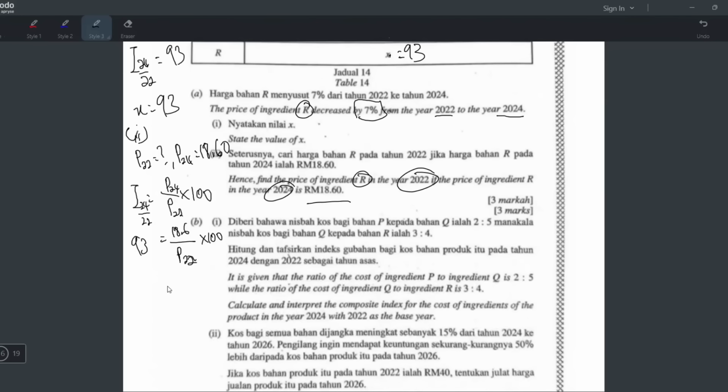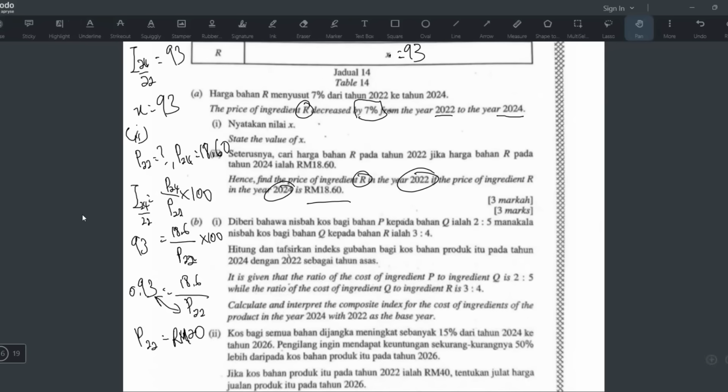Alright, how to find price 22? First move the 100 across, it becomes divide, so you get 0.93 here. And then 18.6 over P22. And to get P22, these two can swap places. Divide becomes multiply, multiply becomes divide. So they just switch place. So 18.6 divided by 0.93. Let's press. So I got 20. So the answer is RM20. Have to write RM because it's price. So that's the answer. Okay, done.